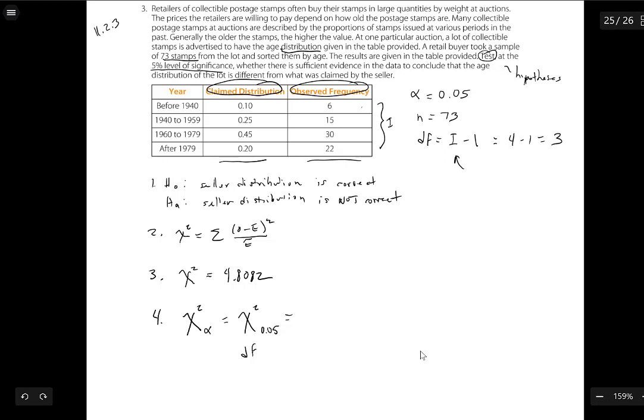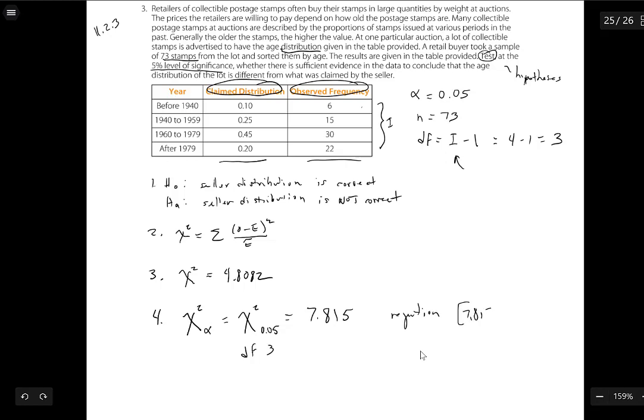We go back into chapter 12, into the appendices, to find the chi-squared distribution. So chi-squared at 0.05 for the level of significance at degrees of freedom 3. We look at that table and we see 7.815. So our reject region is 7.815 to infinity.